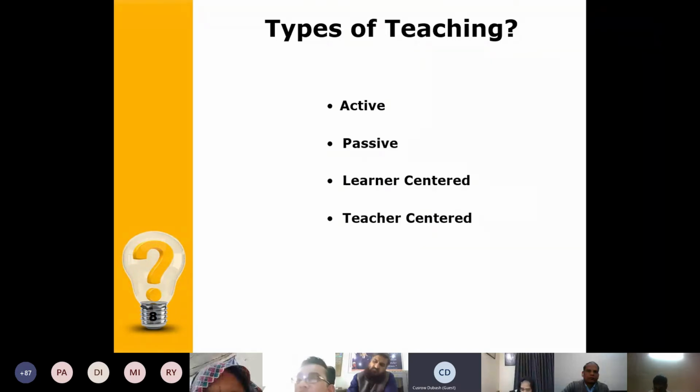एक्टिव क्लासरूम में बच्चे बोलेंगे, they will discuss, they will talk, the teacher functions as a facilitator. जब क्लासरूम एक्टिव होगी तो ऑटोमेटिकली लर्नर सेंटर्ड होगी. So how do we move from a passive to an active classroom? How do we move from a teacher-centered classroom to a learner-centered classroom? That's where we want to go.